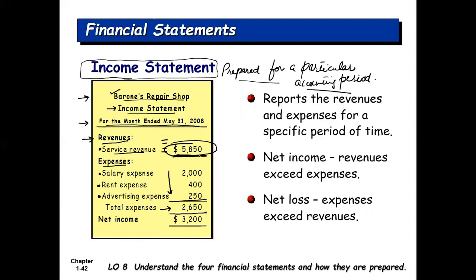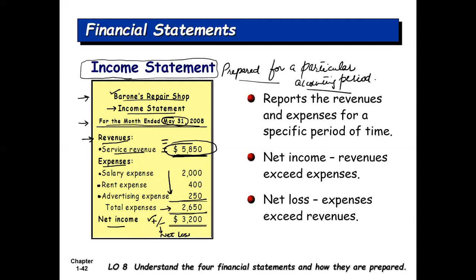The next step is to deduct your expenses from your revenues and to see what the result is. Either it is positive or negative. If the result is positive, you have net income. If the result is negative, then you will have net loss. Here, since after deducting the expenses from revenues we have a positive total, this is what we call net income. So $3,200 is the net income for Baron's Repair Shop for the month ended May 31st, 2008.